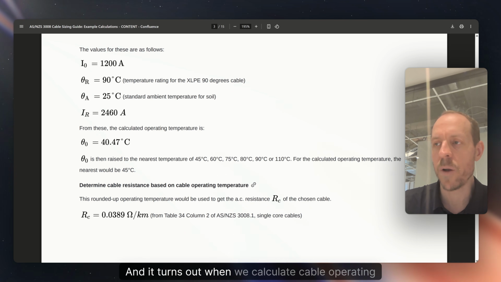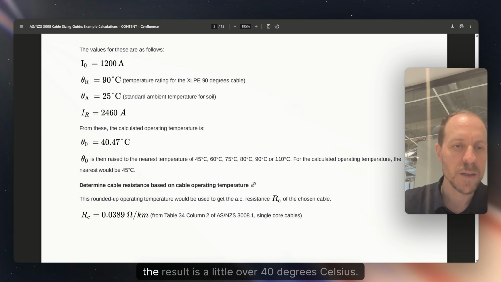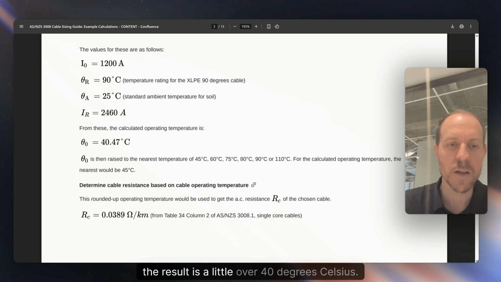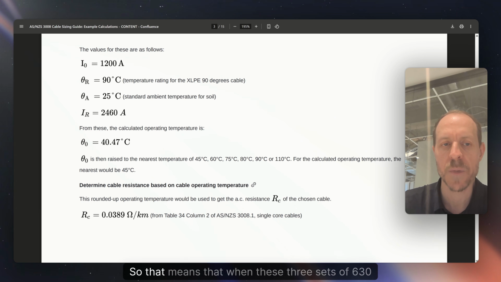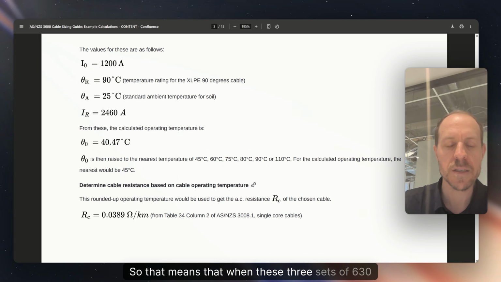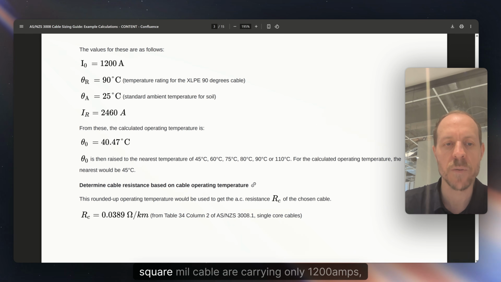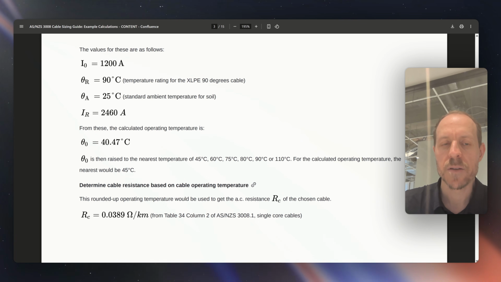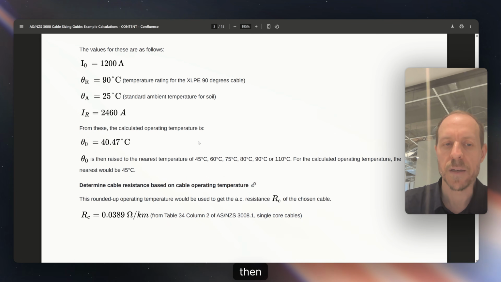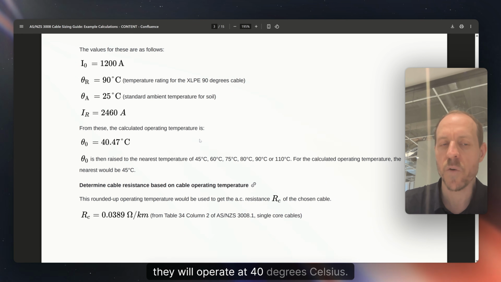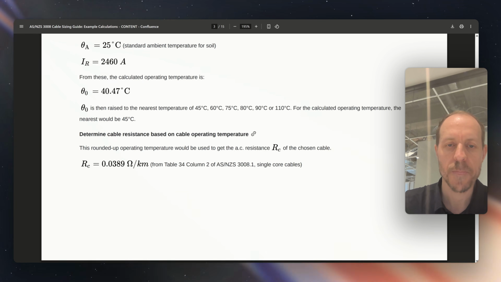And it turns out when we calculate cable operating temperature, the result is a little over 40 degrees Celsius, so up from 25 degrees. So that means that when these 3 sets of 630 square mil cable are carrying only 1200 amps, so less than 50% of their capacity, then they will operate at 40 degrees Celsius. The cables will operate at 40 degrees.